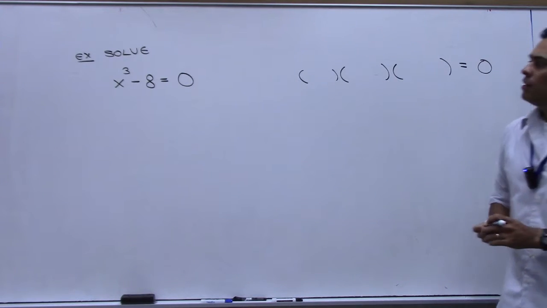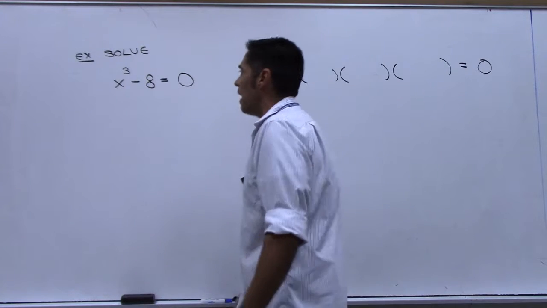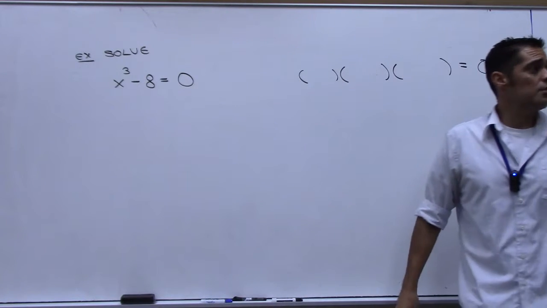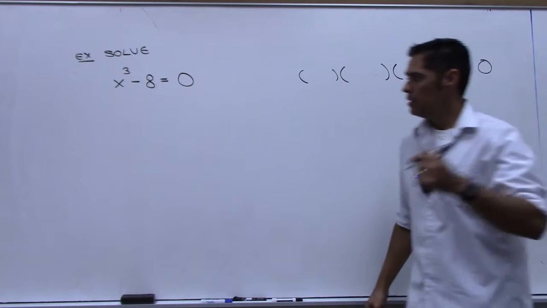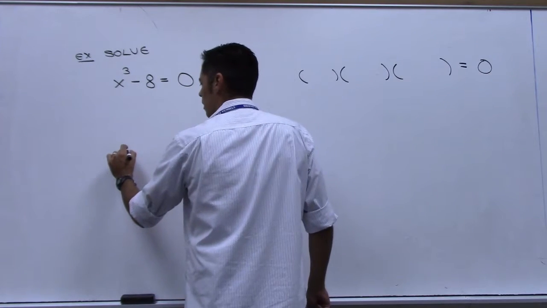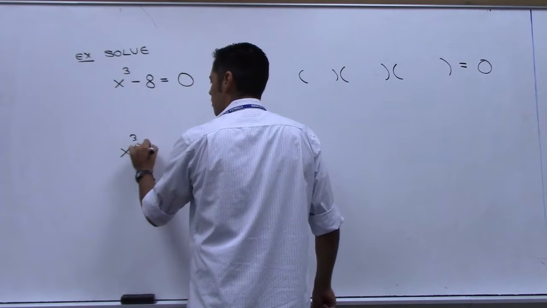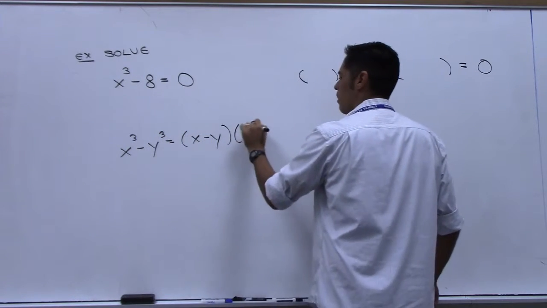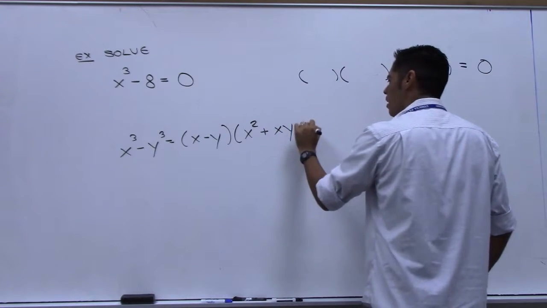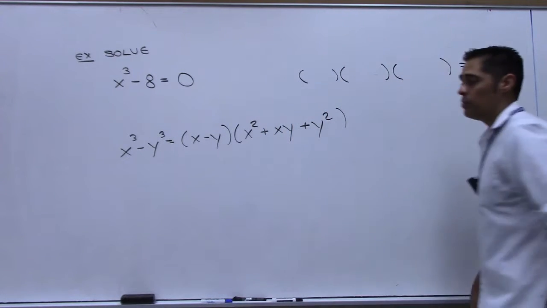Okay. So when you look at that and you try and factor it, you have to first remember the difference of cubes formula. Do you remember seeing that at some point in your life? Okay, so the difference of cubes formula goes like this. x cubed minus y cubed equals x minus y times x squared plus xy plus y squared. That's the difference of cubes formula.